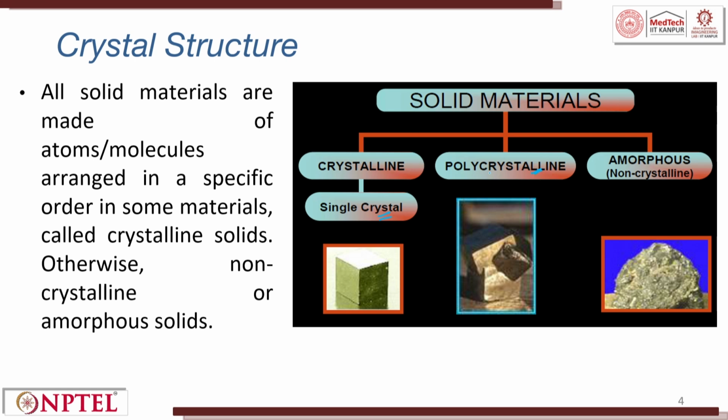Polycrystalline are various crystals put together to form a single object. Amorphous are non-crystalline materials. Many of the polymers are amorphous in nature. Many of the glass materials are amorphous in nature. All solid materials are made of atoms or molecules arranged in a specific order in some materials, called crystalline solids. If the arrangement is not there, it is otherwise called non-crystalline or amorphous material.